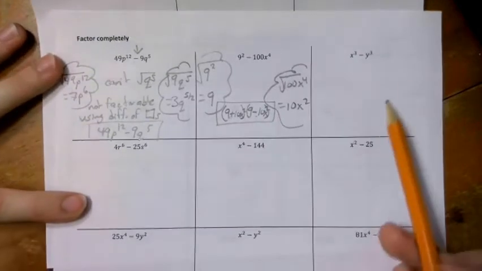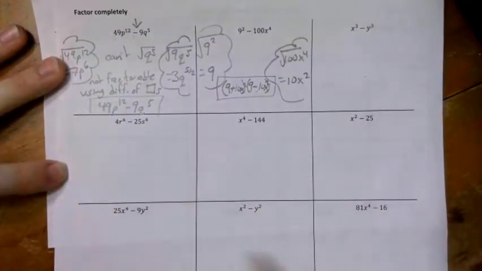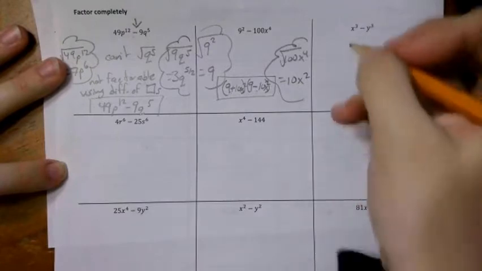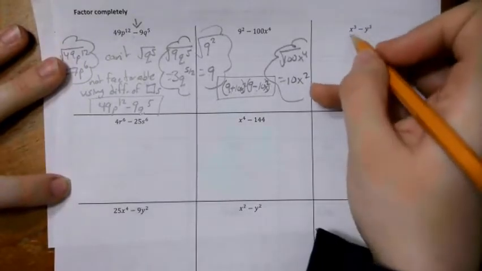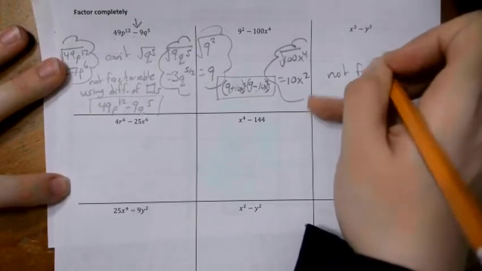So try the next 7, all right? We've got this x cubed minus y cubed, and then try all the way through this 81x to the 4th minus 16. Pause the video, try it for yourselves. I'm going to give you the answers in just a second. All right, this one right here, we cannot square root x cubed, so this one is also not factorable.